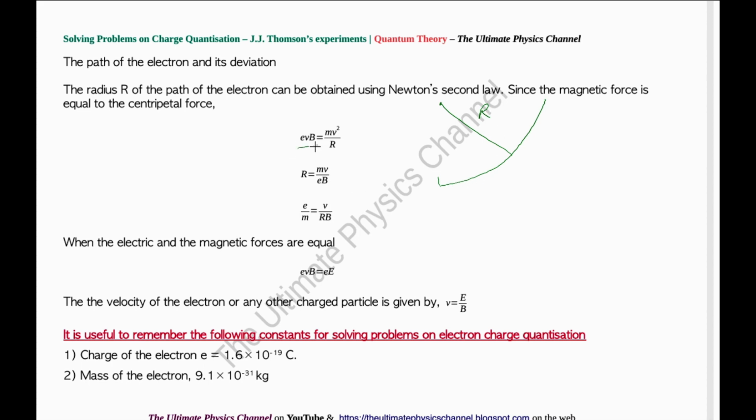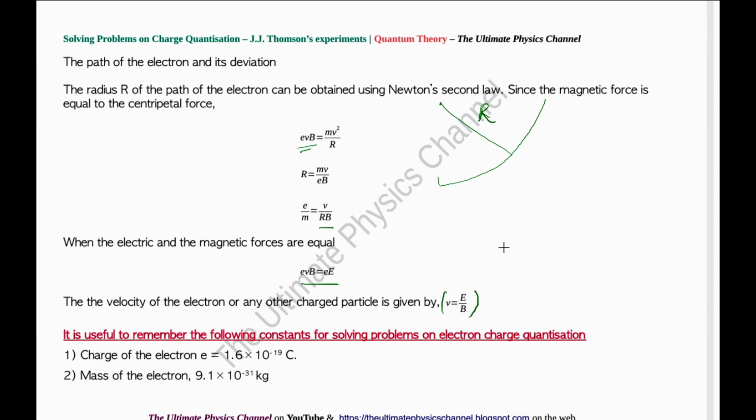In that case, we can say that the magnetic force evB is equal to the centripetal force on the electron according to Newton's second law, that is mv squared over R. Therefore, from here we can simplify R as mv over eB, or again e by m is equal to v over RB, where R is the radius of curvature of this path, B is the magnetic field, and v is the velocity of the electrons. Now when these two forces, electric and magnetic forces, are equal, we know that evB is equal to eE, and then the velocity of the charged particle is given by v is equal to E over B.